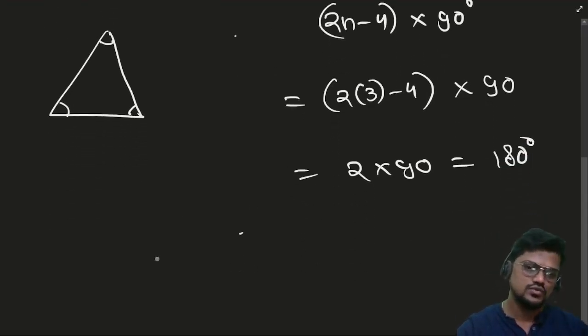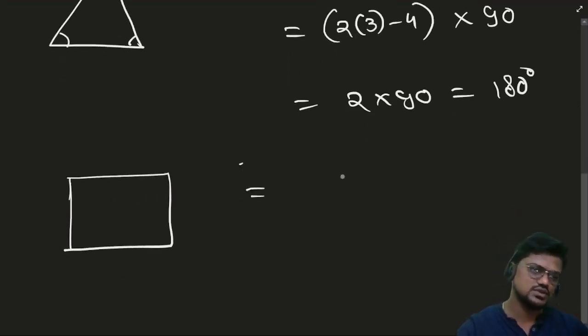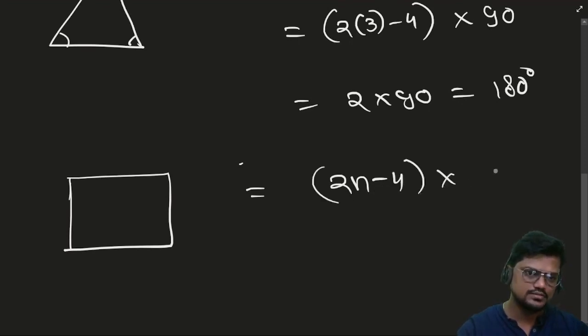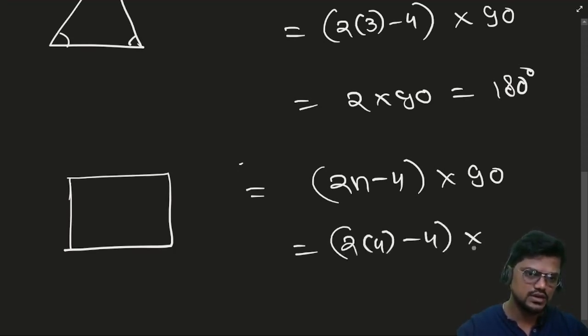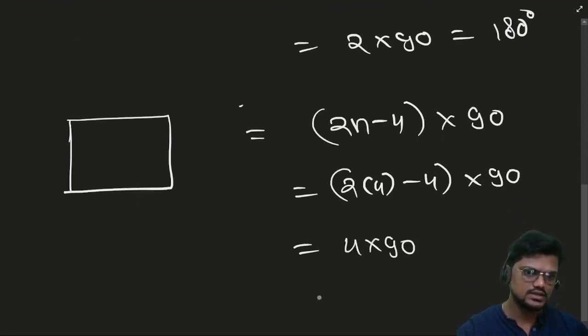As you also know, if I draw a square, what is the sum of all the interior angles? 360. Yes, it is 360. You can check this also: (2n minus 4) into 90. The number of sides here is 4, so that is (2 into 4 minus 4) into 90. That gives you 8 minus 4, that is 4 into 90, which gives you 360.